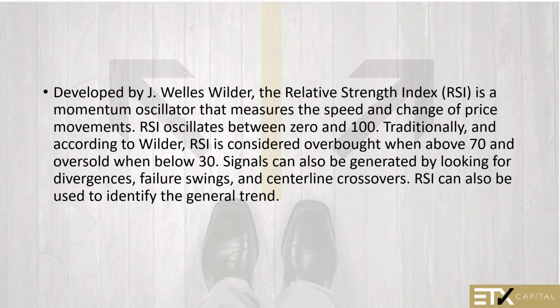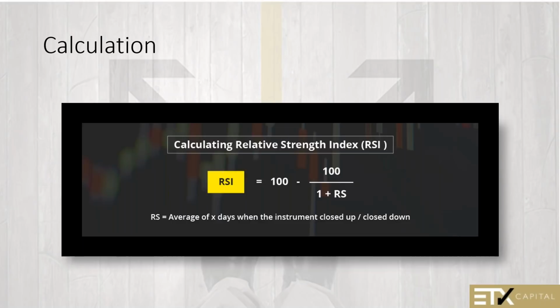The other part of a bounded indicator is there is a level above and below that the indicator has to reach to tell you something. So for instance, RSI tells you the asset is overbought when above 70 and oversold when below 30. So the zone between 30 and 70 is like no man's zone. It doesn't tell you anything. Now, signals can be generated by looking for divergences, failure swings, and centerline crossovers. RSI can also be used to identify the general trend.